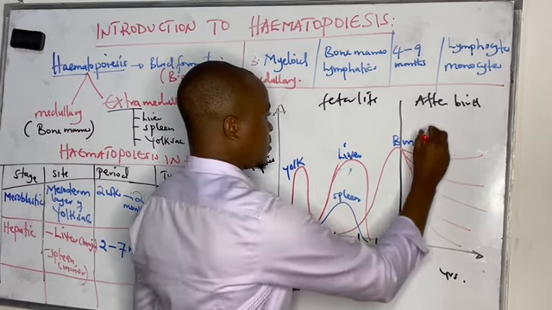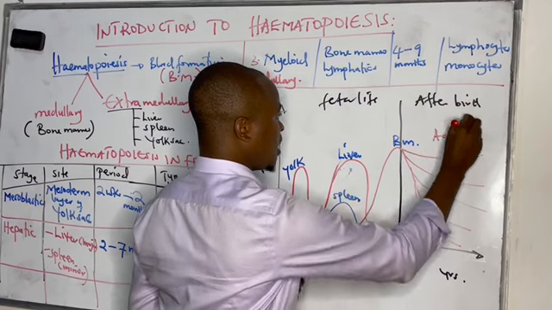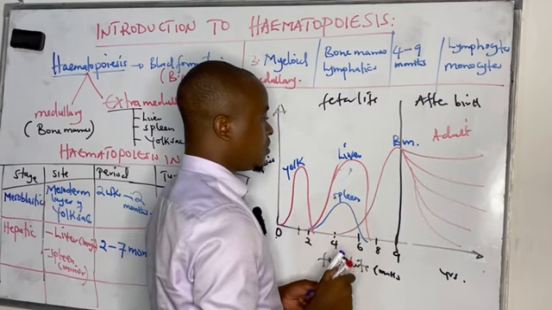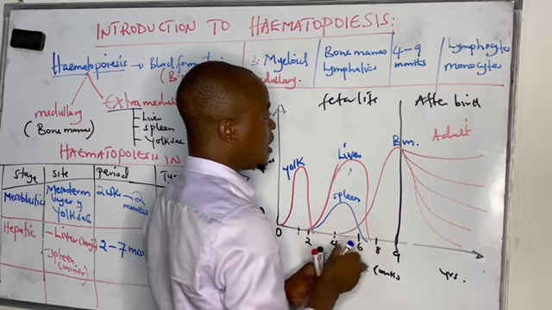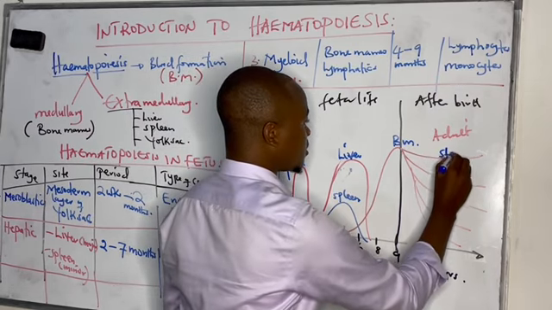This is in adults. After birth, when you become an adult after 18 years, we see haematopoiesis occurring in the long bones and the flat bones. That is sternum.